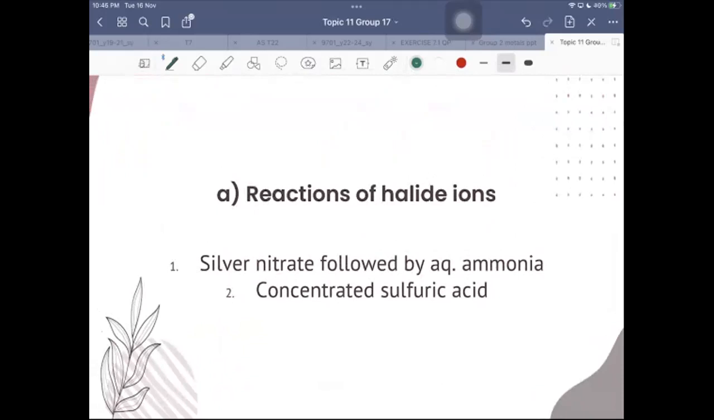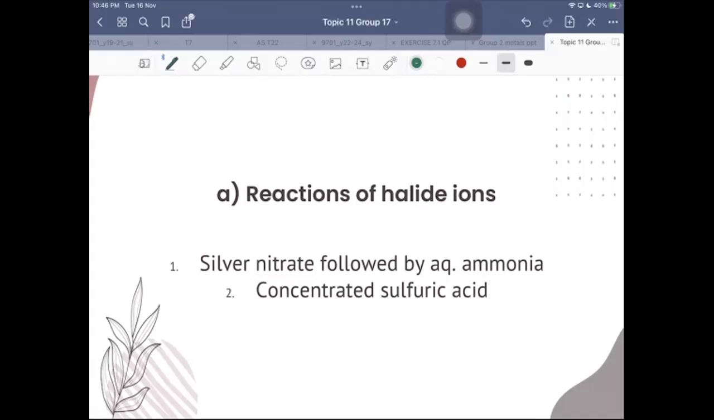So how can we look at the increasing power of the halide ions? How can we prove that halide ions get more powerful as you go from fluoride to iodide? There are two reactions we can look at. The first is the reaction of silver nitrate followed by aqueous ammonia. This is a very familiar reaction to you; you have done it many times in the lab.